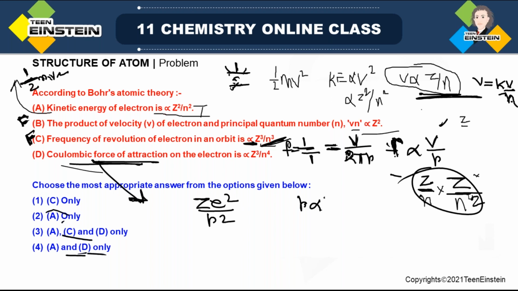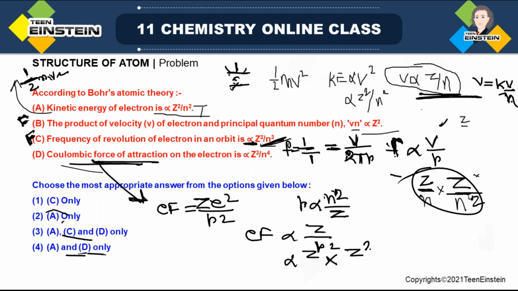Now r is proportional to n square by Z, right? That means Coulombic force, which is equal to Z E square by r square, is proportional to Z by r square. Now r is proportional to n square by Z, so we can write Z multiplied by 1 by r square, which is another way of saying Z square divided by n4. So see, Z into Z square by n4. That means Coulombic force is proportional to Z cube divided by n to the power 4. So this last statement is correct. So considering all these facts, option 4 should be the correct option. Fine.